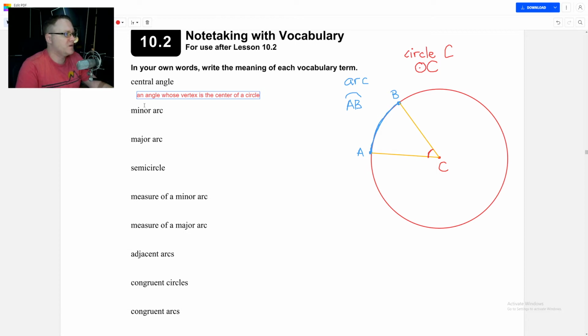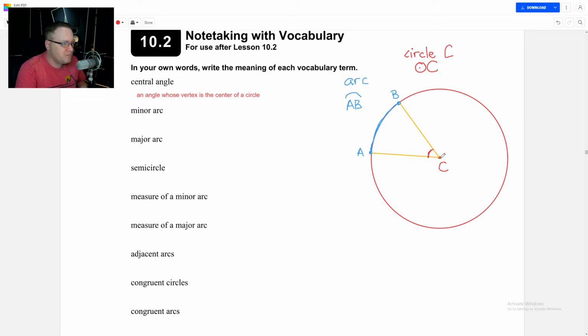And we're going to stop there. So you can see that the vertex, remember, in an angle, the vertex is the point where the two line segments meet. So this line segment and this line segment meet right here at C, and that's called the vertex. Now, the vertex here is the center. It's point C, right?